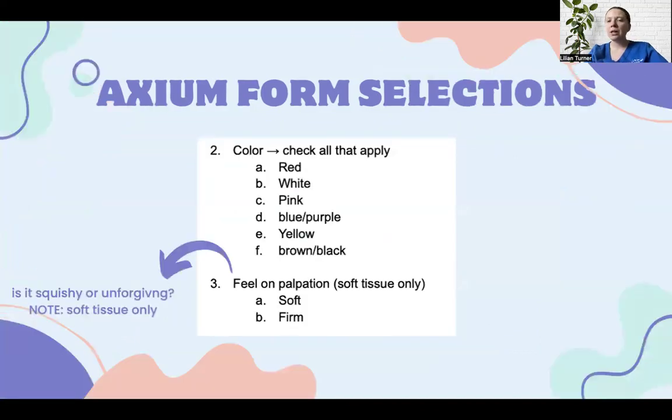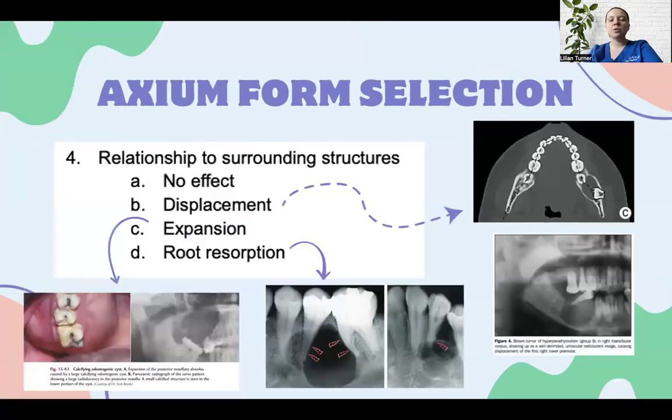Next one's going to talk about color, and it's going to be a check all that apply because some lesions really show up as multiple colors. So we really included the majority of colors here: red, white, pink, blue, purple, yellow, black, or brown. That's pretty standard. How does it feel when you push on it? That's for soft tissue only. Is it squishy or unforgiving? Next up is the relationship to the surrounding structures. So I have here some images talking about displacement, expansion, and root resorption.